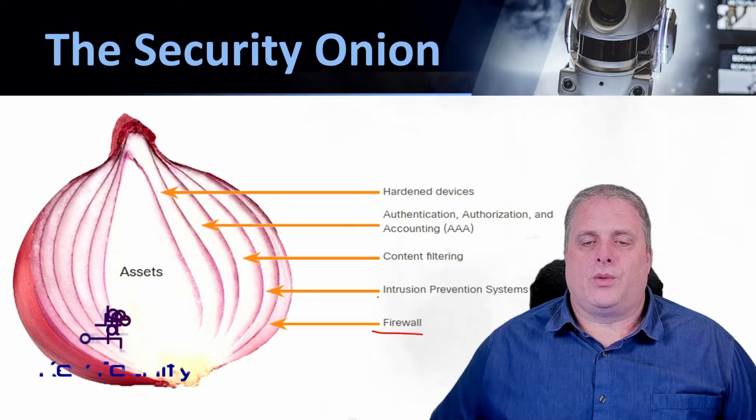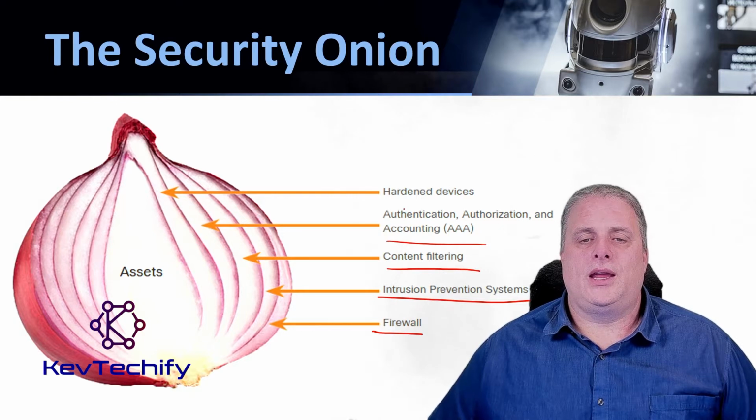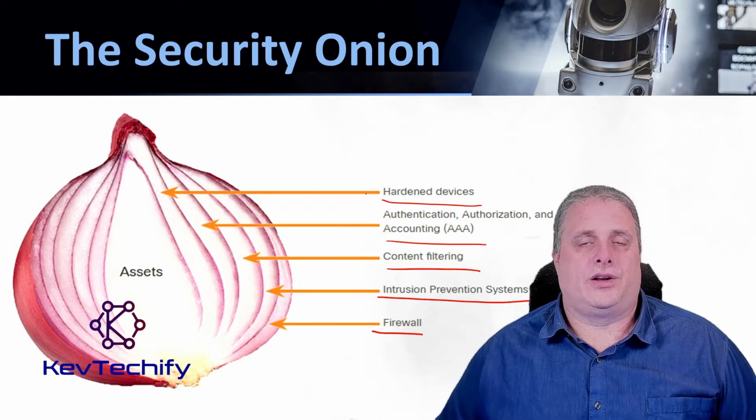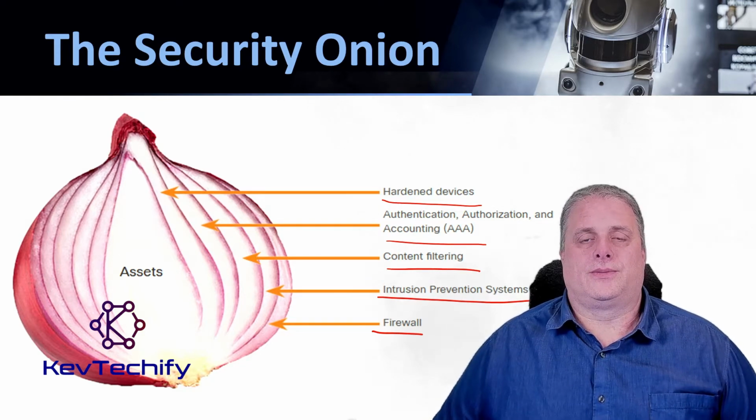We have a firewall, we have an intrusion prevention system, content filtering, we have AAA, and then finally we've hardened all of our devices: our network devices, our servers, and our end user devices.